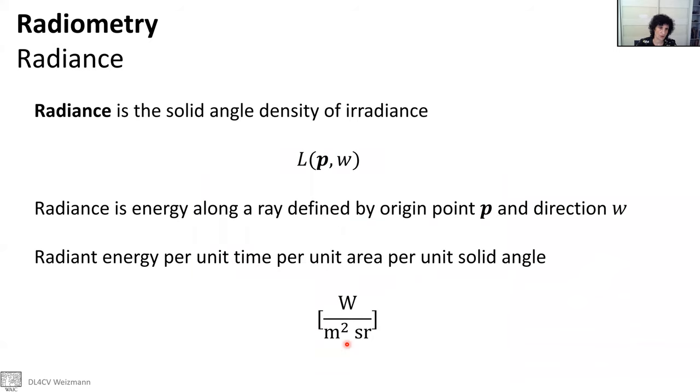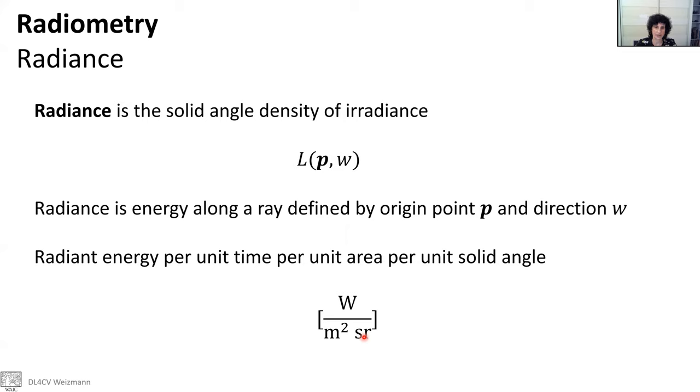Why is this important? Because irradiance was measured per unit area, radiance is the solid angle density of the irradiance. What do I mean by that? I have a point P and a direction W. What is radiance? Radiance is the energy along a ray defined by the origin point P and the direction W. It's the energy per unit time, per unit area, per unit solid angle. Therefore, it's watts per meter squared per steradian. This is the solid angle.